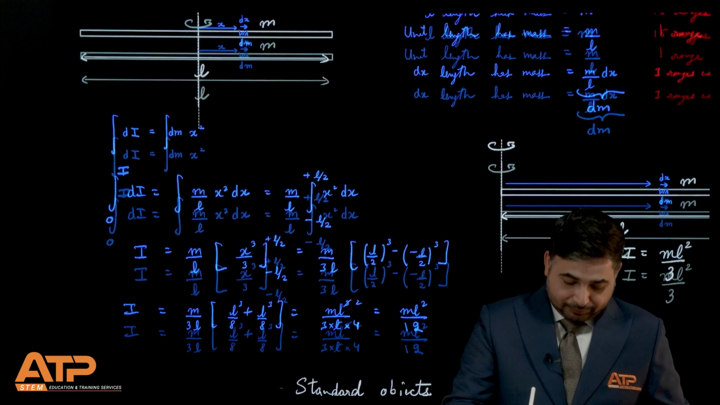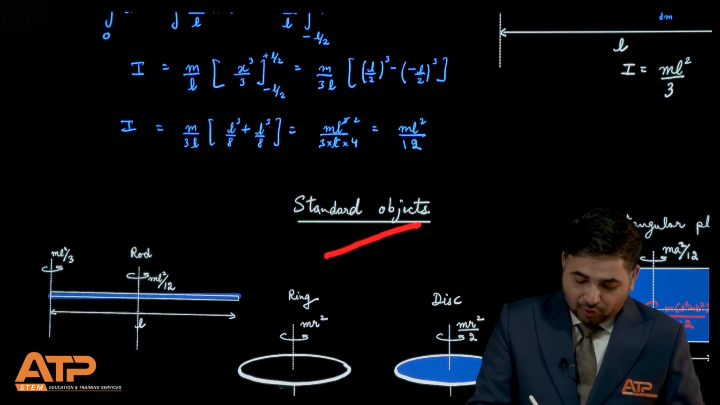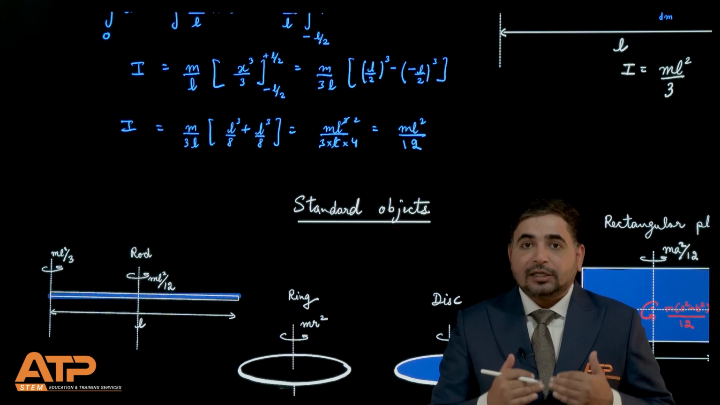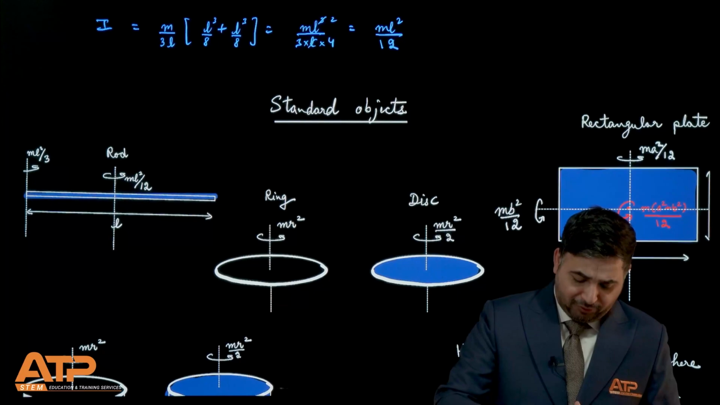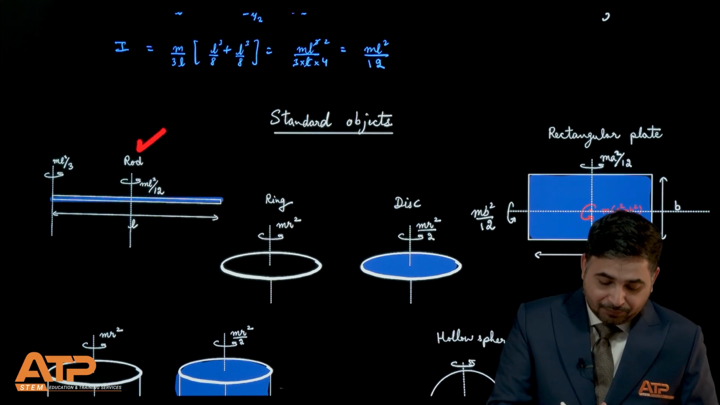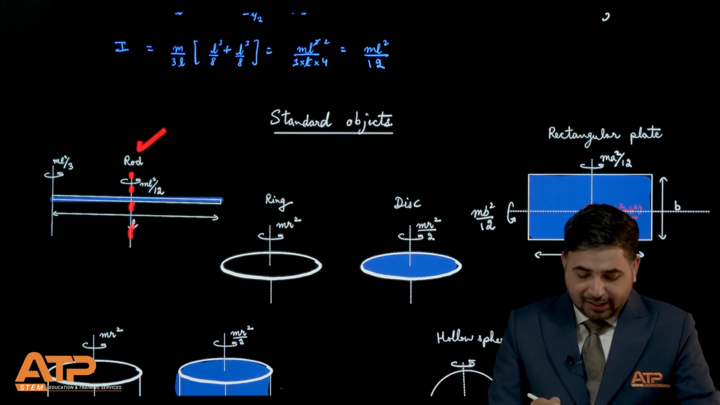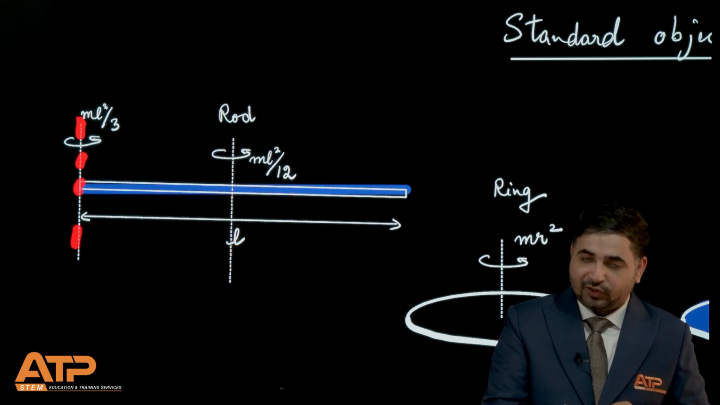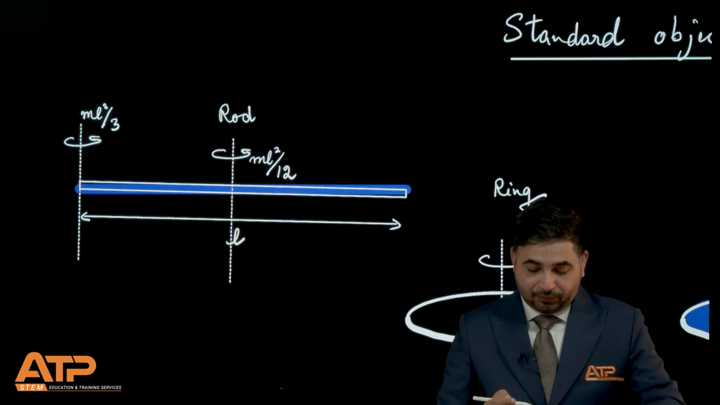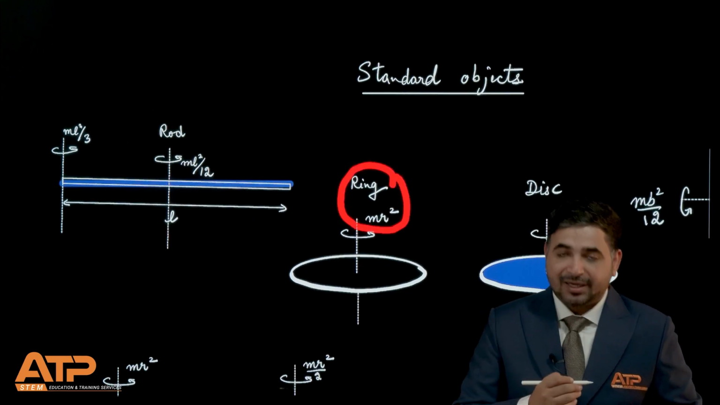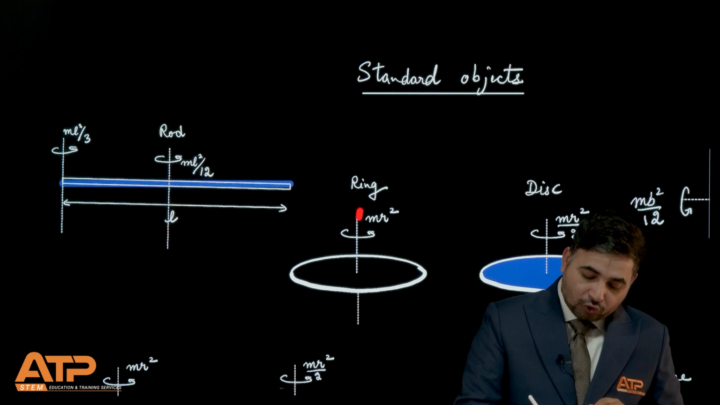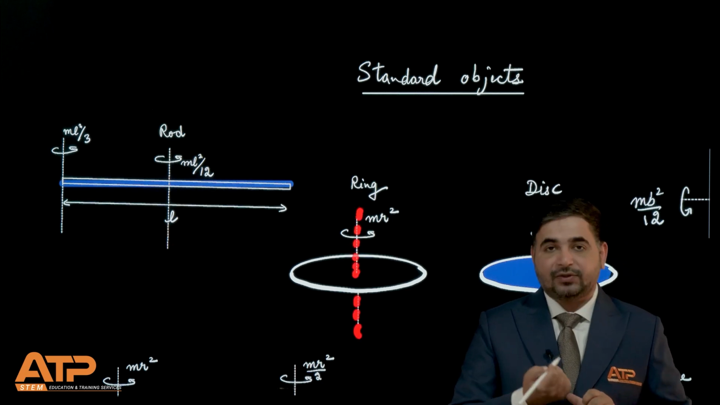So now let's look at some standard objects. There are some standard objects for which we need to remember the moment of inertias. For a rod, if the axis is passing through the middle, we know it is ml square by 12. From the end point, it's going to be ml square by 3. For a ring, it's going to be mr square, given that the axis is also the axis of this circle.